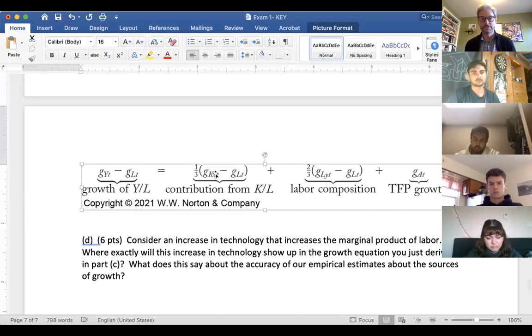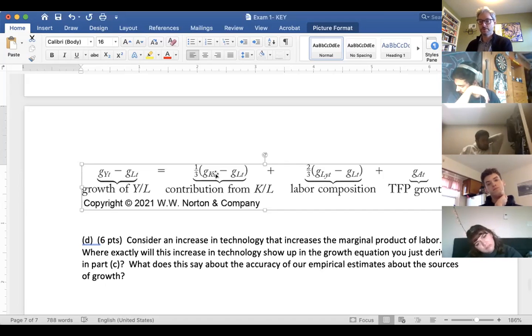This is right out of our notes: the growth of output per labor, which is GY minus GL, is equal to 1/3 the growth in the capital to labor ratio, which is the growth of K minus the growth of L, plus 2/3 the difference between the growth in labor force minus the growth in population. And then finally, you're left with the growth in A, right? And that growth in A is total factor productivity. We work through this and derive this in the notes, so I'll point you back to the notes if you don't remember where this came from.